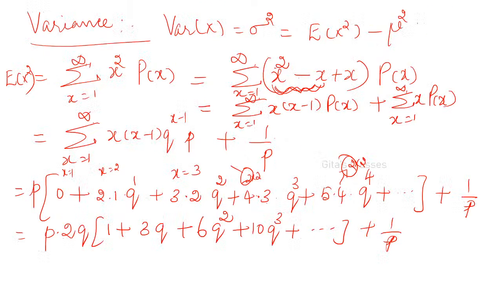Any doubt in any step? Tell me, I'll explain. Just go through. Variance of x formula is E of x squared minus mu squared. Okay. And E of x squared is sigma x varies from 1 to infinity x squared into p of x. I am subtracting and adding x for my convenience and considering these two terms together. It will become x into x minus 1 into p of x, and I am considering these terms, x separately and these two terms separately. Okay. So sigma x varies from 1 to infinity x into p of x. This is nothing but mu. Mu is 1 by p, that's why I have written 1 by p here, plus 1 by p.